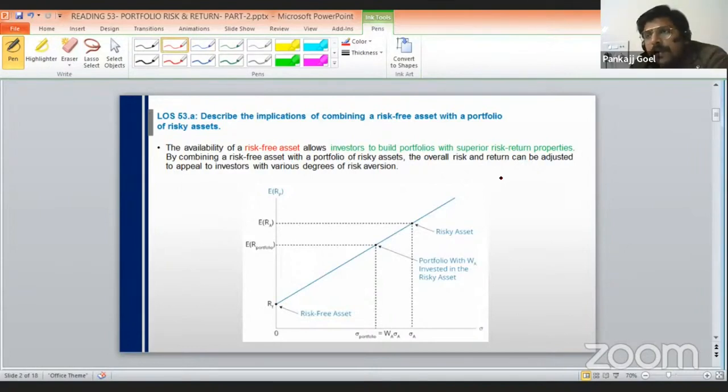So logically think, if we invest our money into a risky security and a risk-free security. If I invest 100% of my money into the risk-free security, then what will happen? My return would be equal to the risk-free return and my risk would be zero. So you can see, if I create a portfolio where I put 100% of my money into the risk-free security, my return is equivalent to the risk-free return. And the standard deviation is on the x-axis, so the standard deviation will be zero only.